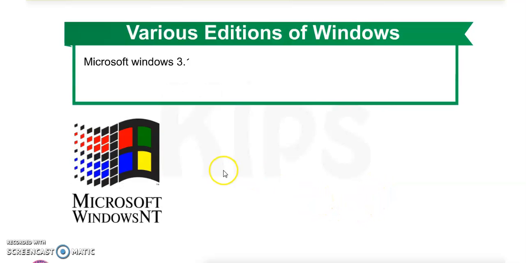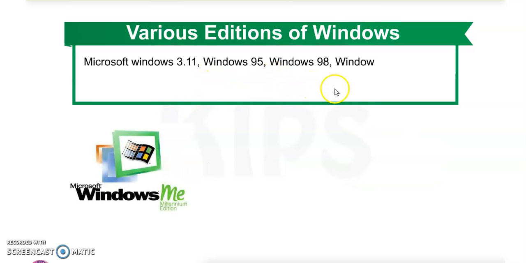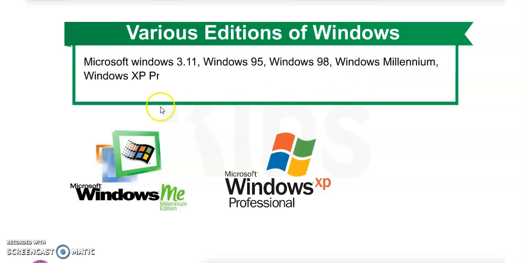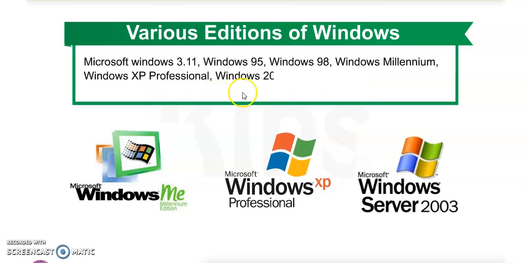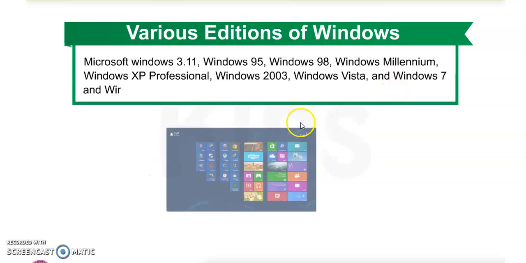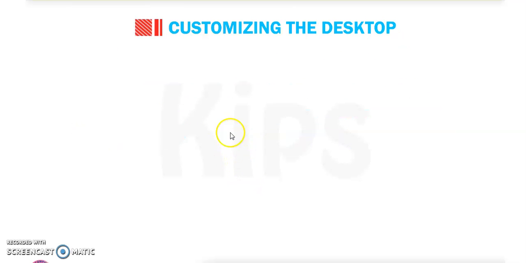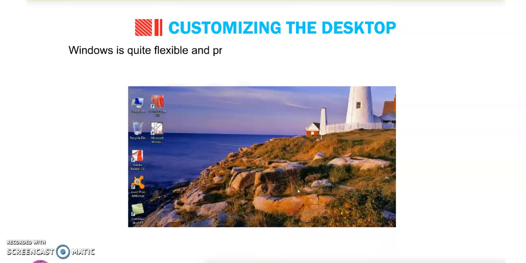Now various editions of Windows: Windows 95, Windows 98, Windows Millennium, Windows XP Professional, Windows 2003, Vista, and 7 and 8. These all are different versions of Windows. Now the next topic is customizing the desktop.